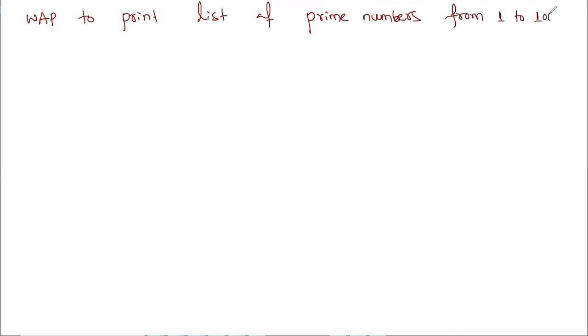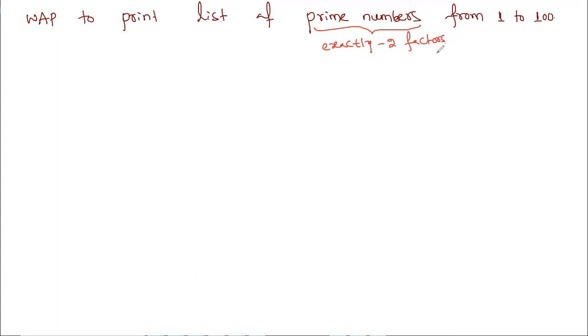So what is the concept or logic behind this one? Before we go for coding, let us understand the logic. What is a prime number? In our mathematics, we are aware of the meaning of a prime number. It is any number which has exactly two factors. A number which has exactly two factors, we call it a prime number. Correct? This information is enough for us to understand the logic behind this.